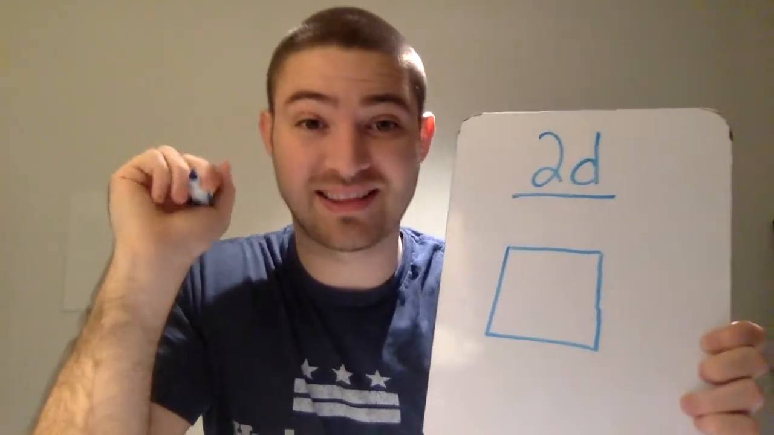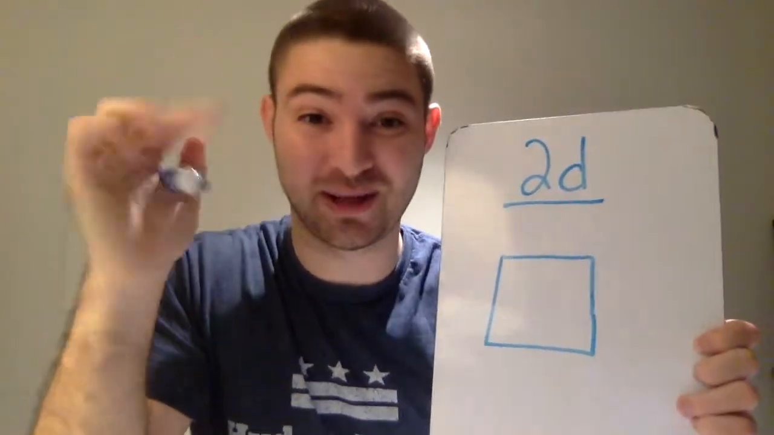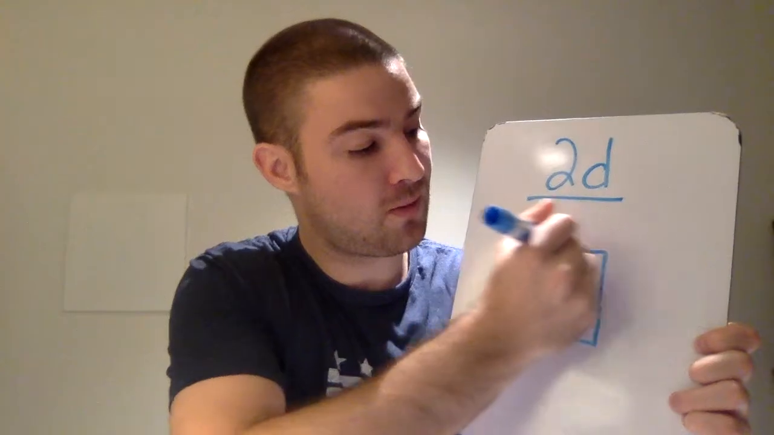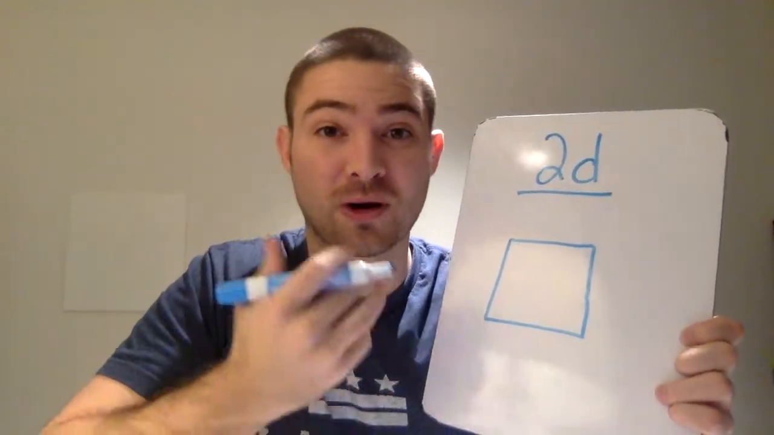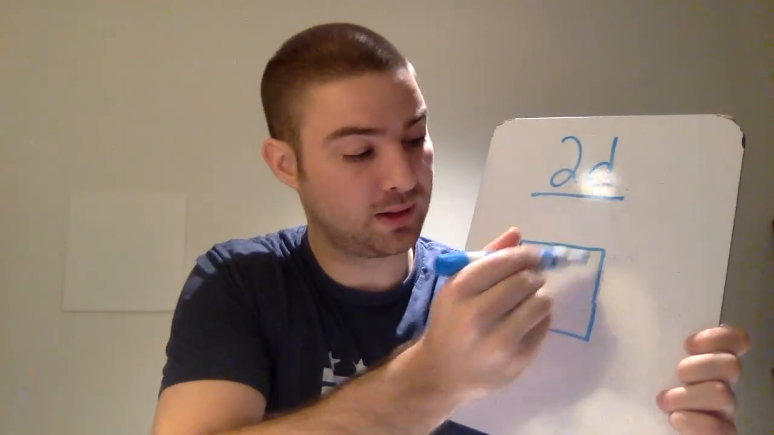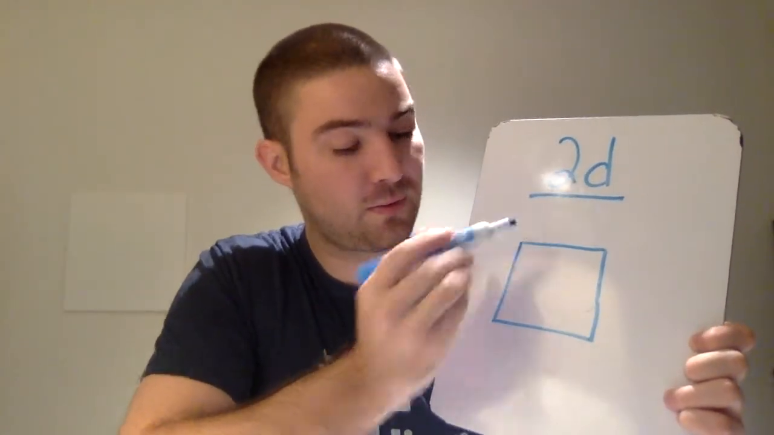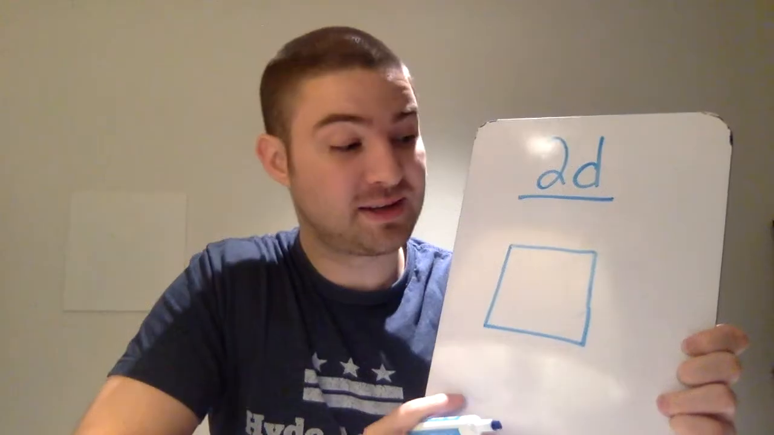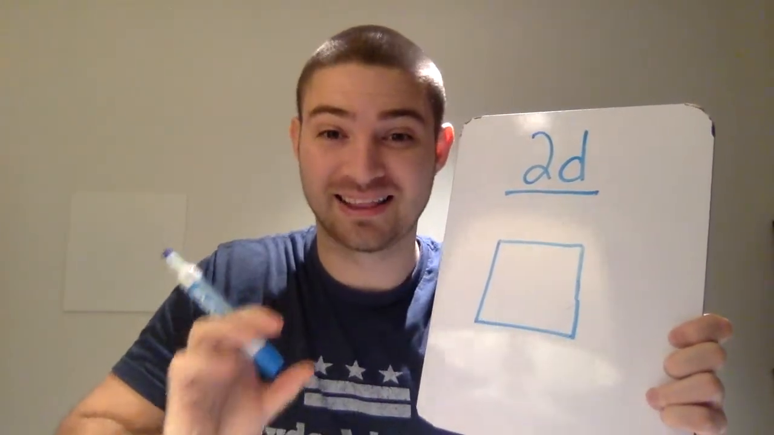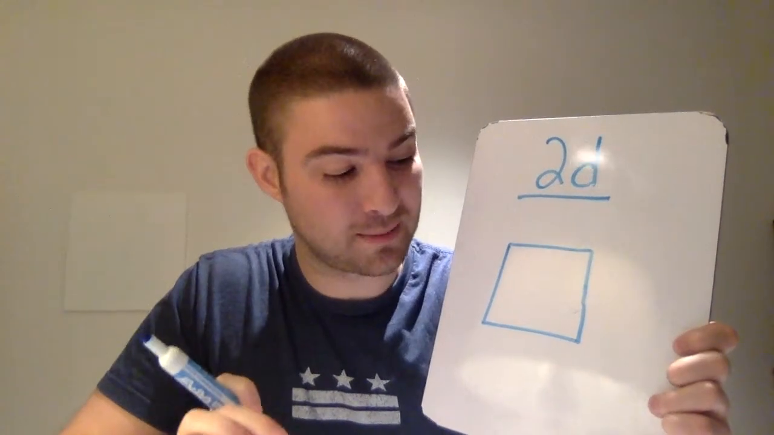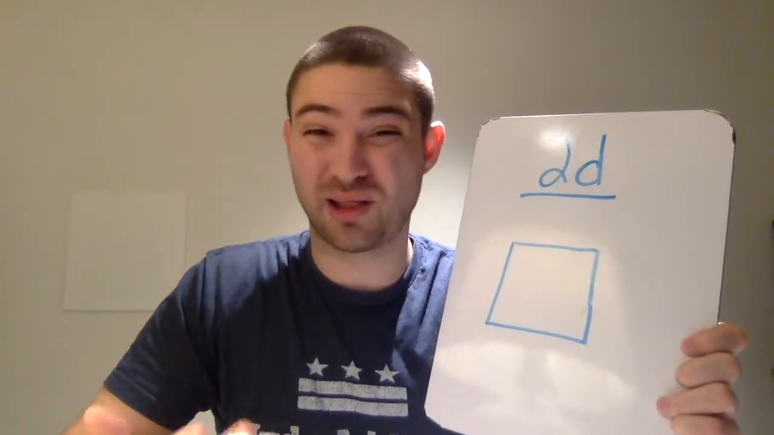And a square has a lot of similarities to a rectangle. It has 4 sides. 1, 2, 3, 4. It also has 4 corners or angles. 1, 2, 3, 4. All right? But the difference is that all of these sides on the square are the same length. Okay? They're all the same length. None of them are a little bit longer than the others.